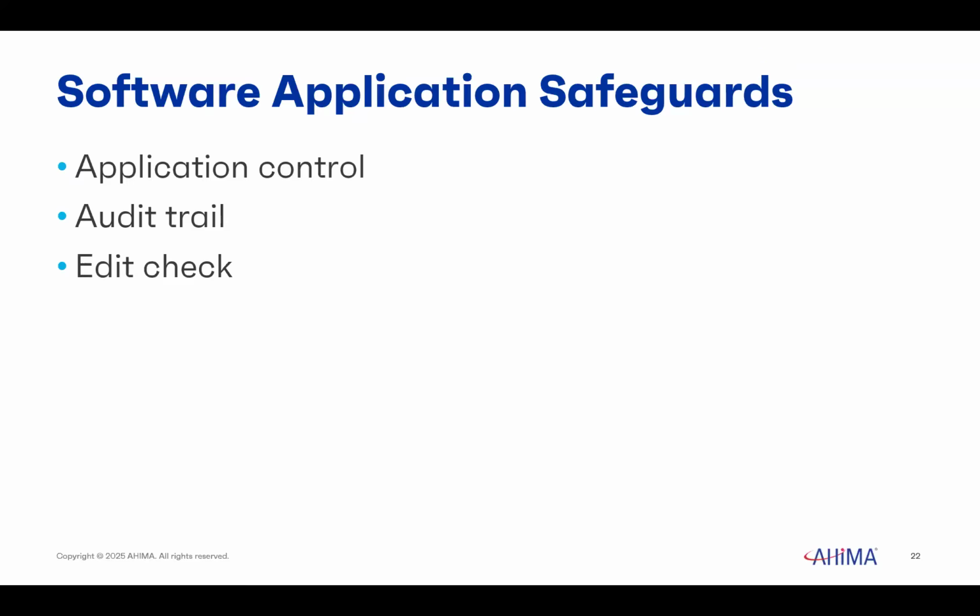And then software application safeguards. Not everybody needs to have access to every single application, right? So if there's not a business need, they don't get it, right? And then the other thing is audit trails, right? If you're using an application, it should be noting when a user with a unique identifier logs in, uses the application and what they're doing. And then we need to do the edit checks to make sure everything's in place.